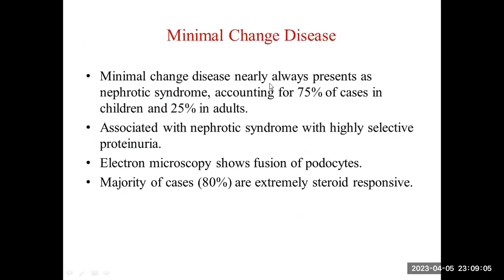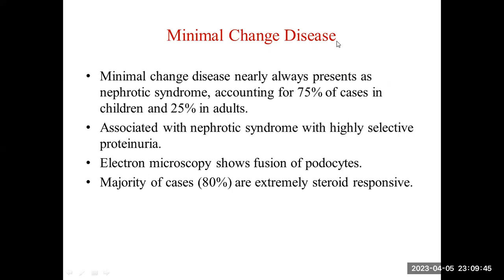In this lecture, we will try to discuss specific types of glomerulonephritis. First, we will start with minimal change disease. Minimal change disease always presents as nephrotic syndrome. Yani, the type of clinical manifestation associated with minimal change disease is always in the form of nephrotic syndrome, as we discussed previously. In general, minimal change disease represents around 75% of nephrotic syndrome cases in children and 25% of nephrotic syndrome cases in adults. So it's a quite common disease.